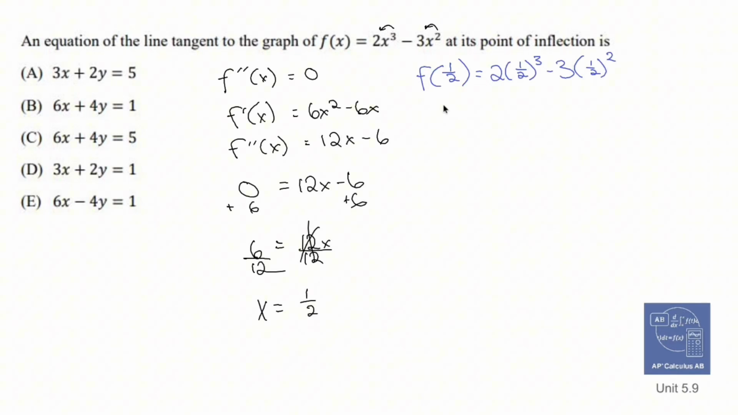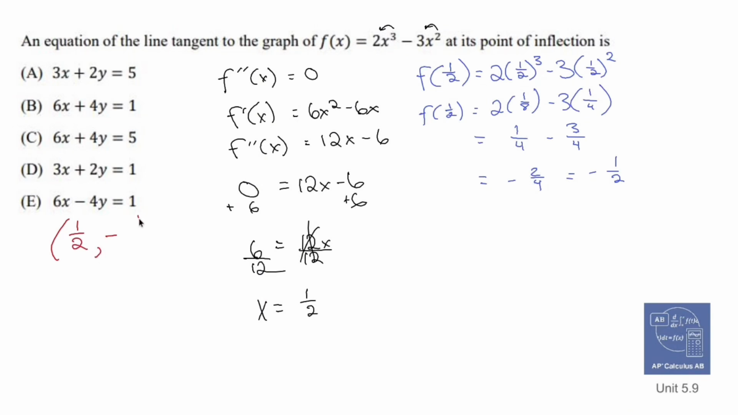Let me see. So that's going to be f of 1/2. My y value is going to be 2 times a half times a half times a half, which is 1/8, minus 3 times a half times a half, which is a fourth. That simplifies to 2 times 1/8 is a quarter, minus 3/4 is going to be negative 2/4, which is negative a half. So we have a point, and that point is 1/2, negative 1/2.